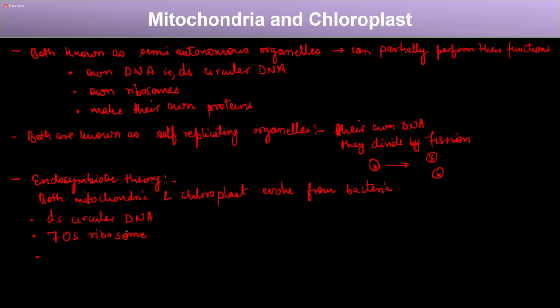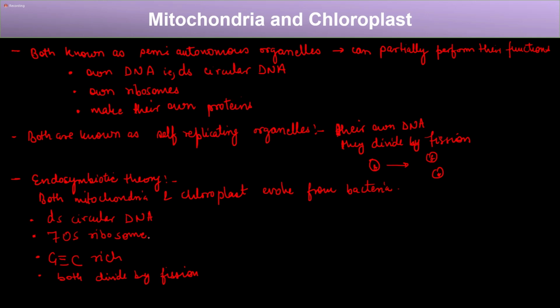Thirdly, we know that DNA comprises ATGC. These are the nucleotides. And the bacterial genome is known to be GC rich. Similarly, this circular DNA of mitochondria and chloroplast is also GC rich. It means they have high content of G and C, that is guanine and cytosine. Okay. And lastly, both divide by fission, like bacteria. And based on this, you can say that both mitochondria and chloroplast have evolved from bacteria.